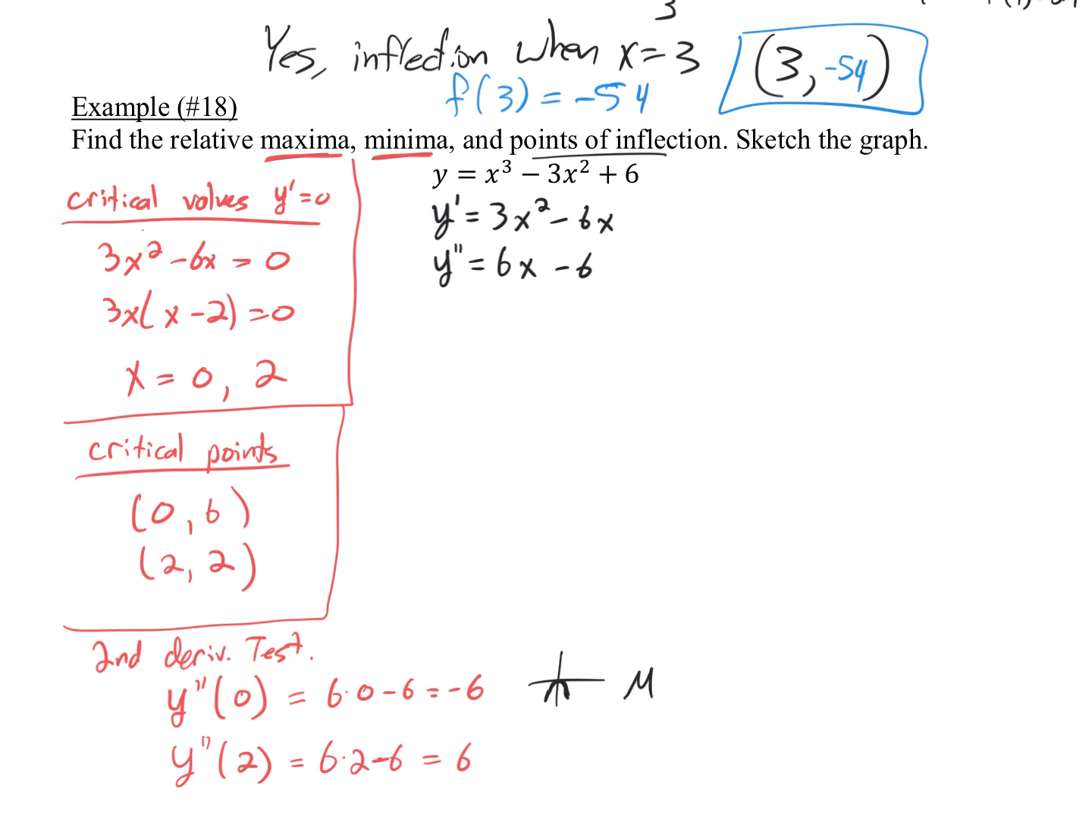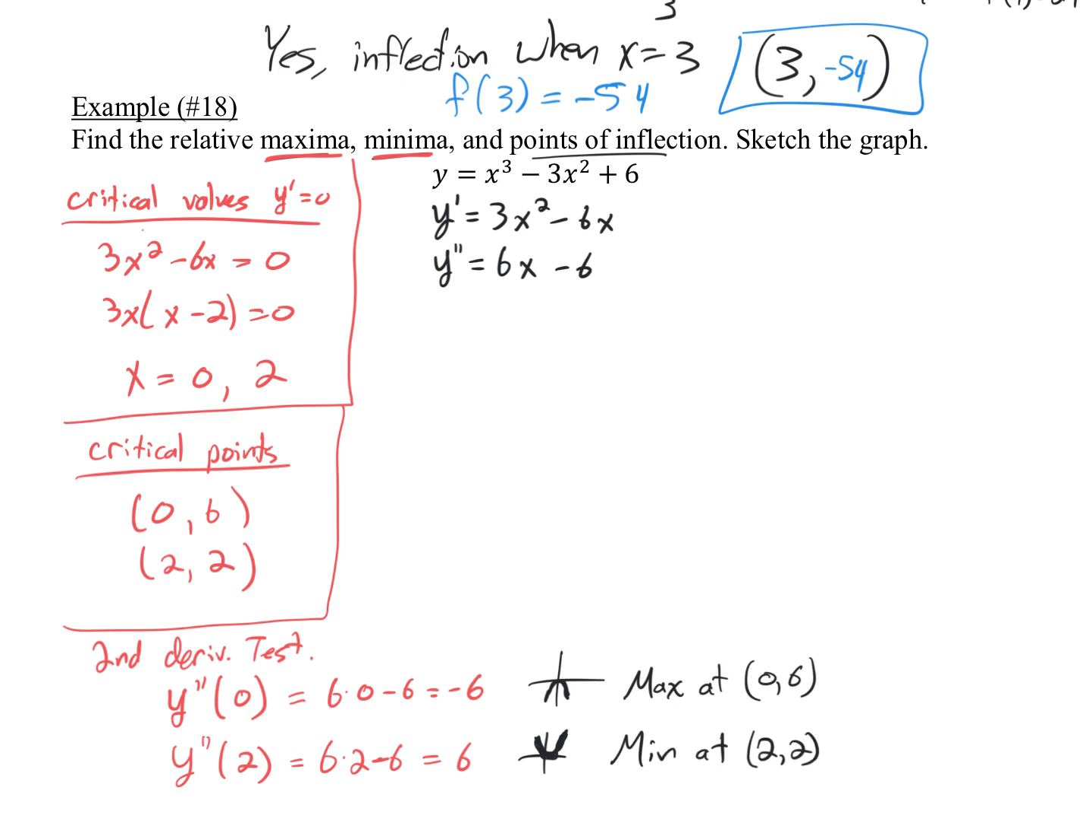We can say we have a maximum, max at (0, 6). Then we go and look at our second derivative evaluated at 2. When we put 2 in, we got a positive answer. So what does a positive second derivative look like? It means you would have an upward-facing parabola, or just an upward-facing bowl shape. So then that means you have a minimum at that point, so minimum at (2, 2).